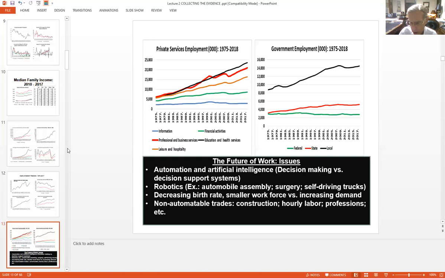On the other hand, there are some trades, some categories of work which won't be replaced by automation and computers and robots, at least for a long time yet. So economists are trying to understand what the demand for various categories of labor is. And we'll see in some graphs later on some of the trends in, for instance, employment of professions and construction.